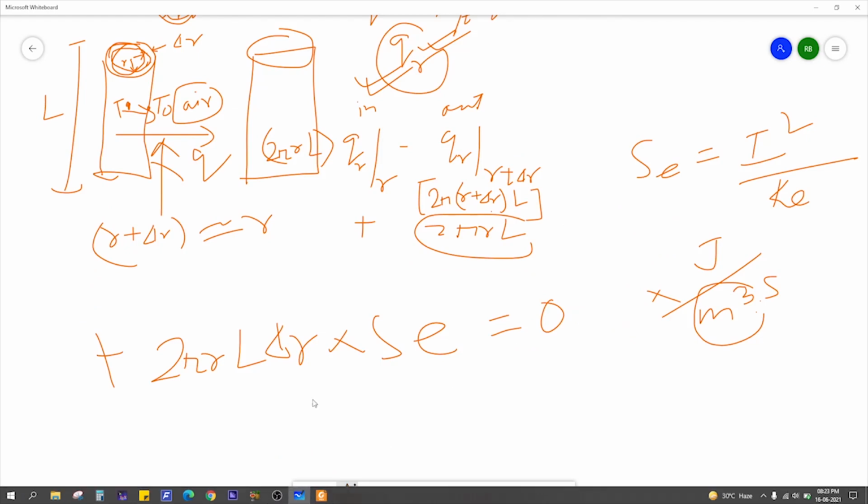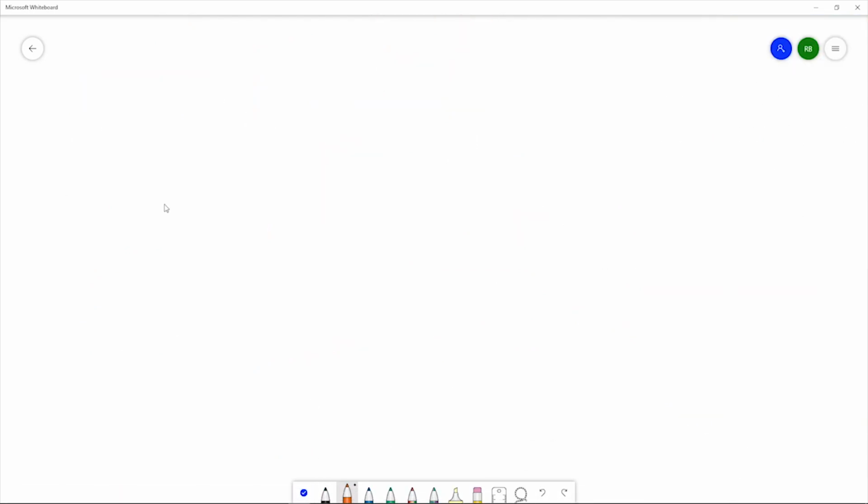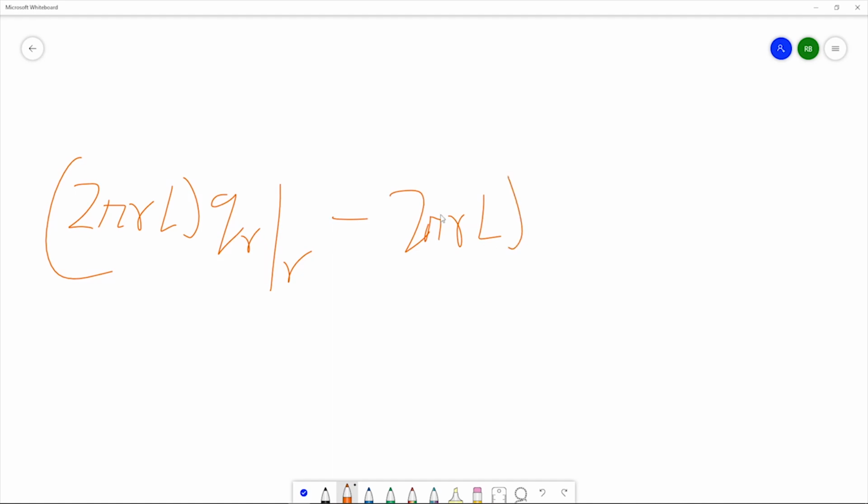this is almost the same as before. So we'll now try to write the equation. What do you get? 2 pi r l q r at surface r minus 2 pi r l q r at surface r plus delta r, the heat flux in the direction of r, in minus out, plus 2 pi r l delta r into the source S C, I will take care of this later, equal to 0. Now, what do you have to do? Just divide by 2 pi L delta R on both sides.